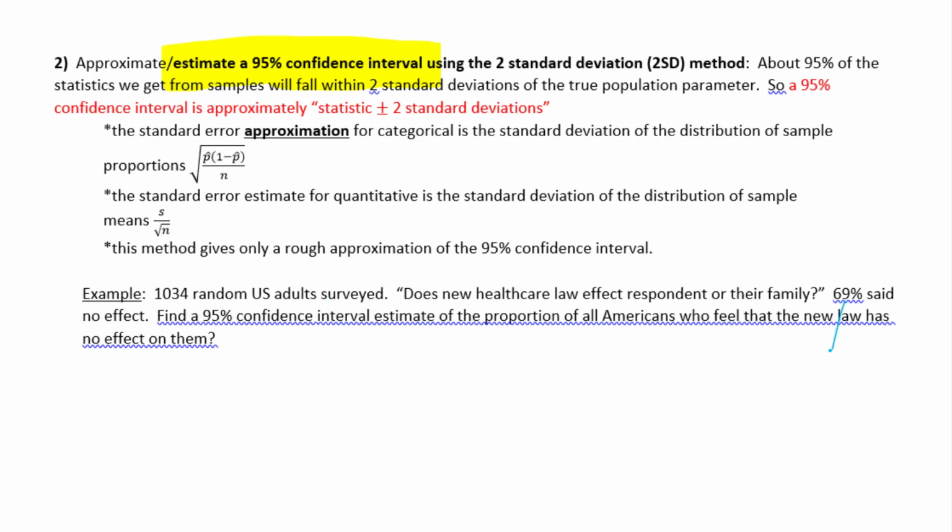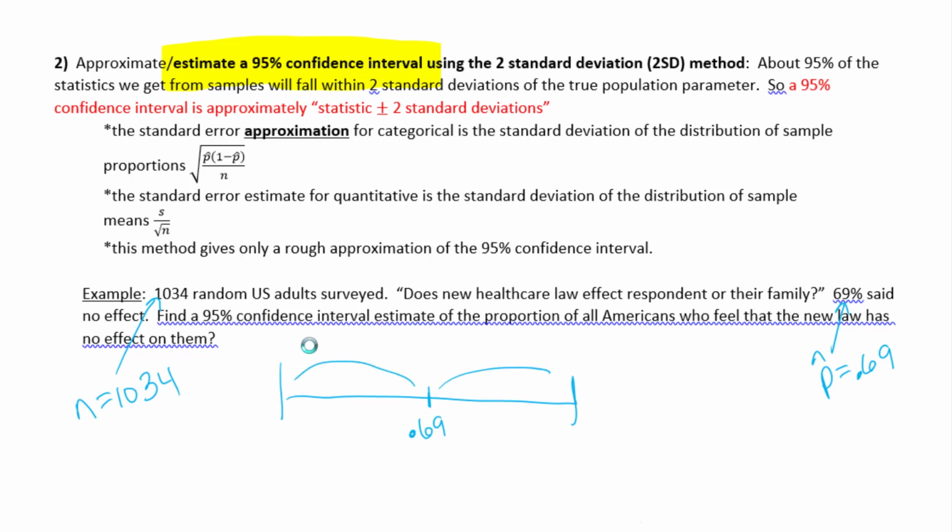Okay, so just noticing here, we have a p-hat of 0.69. That was our sample statistic. And this 1,034 is our sample size, so that's n. We are trying to build a confidence interval. So remember, the statistic always goes in the middle. So right off the bat, I can start off my confidence interval drawing here by putting the 0.69 right in the middle. We want to then find that margin of error so that we can find the lower end and the upper end of our confidence interval.